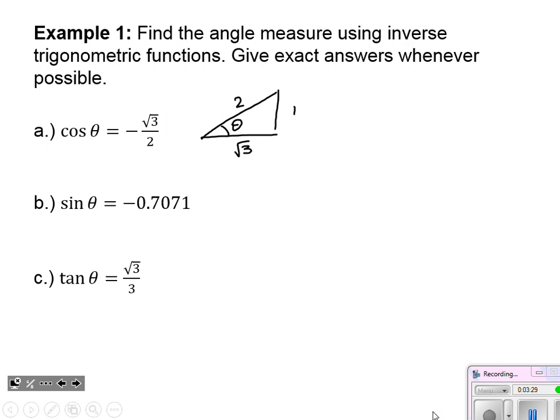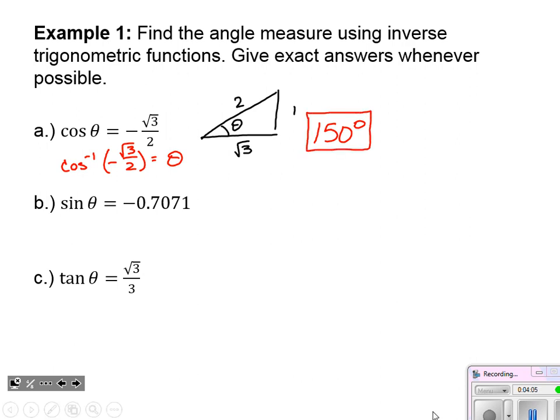So I'm going to type in cosine inverse, because I want that angle as an output. Let me just write this down so we can see if I'm using the inverse function, then the ratio goes in and the angle comes out. So cosine inverse of negative root 3 over 2. Being very careful with parentheses there, and I get 150 degrees. Exactly.